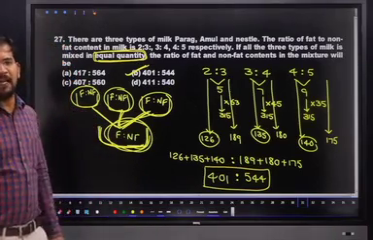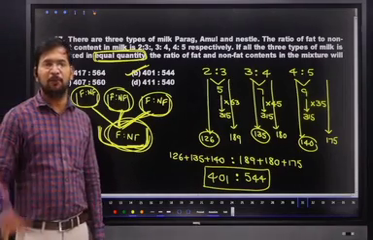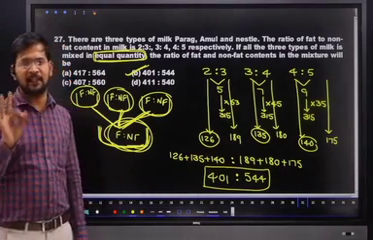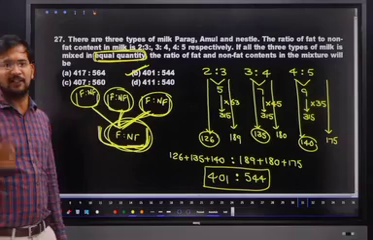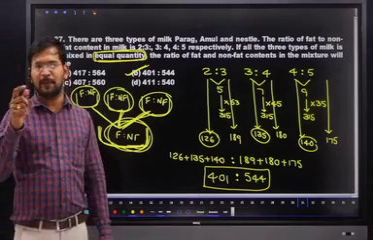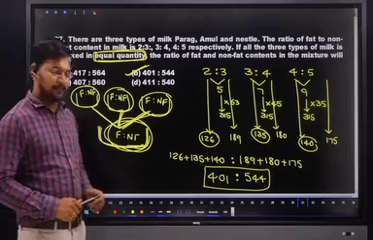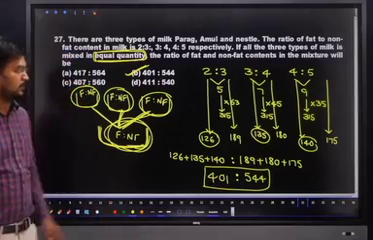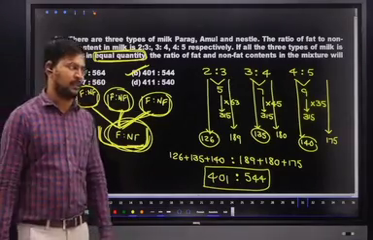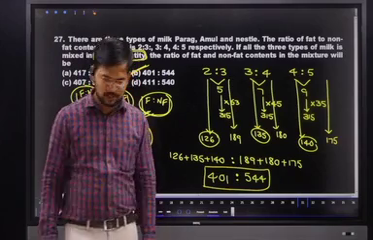Concept number 1, combined average, completed. Concept number 2, mixtures or alligations. Concept number 3, based upon concentrations. And concept number 4, based upon proportions. And the final concept is one that is based upon replacements. First of all, copy this one, then we will see based upon replacements.